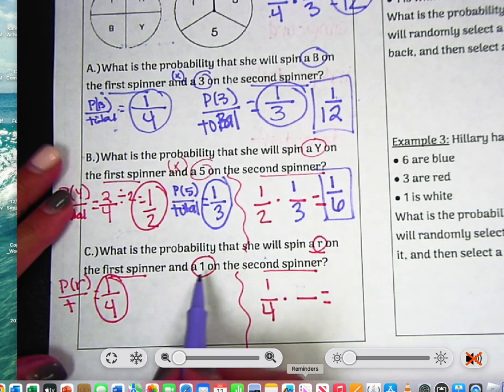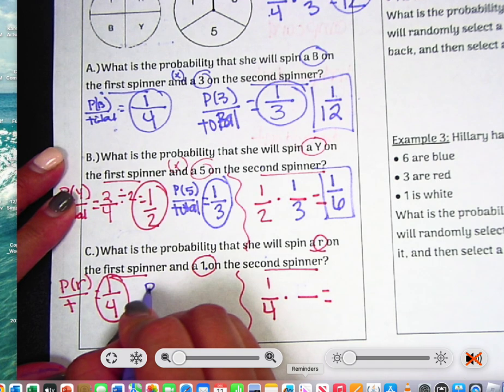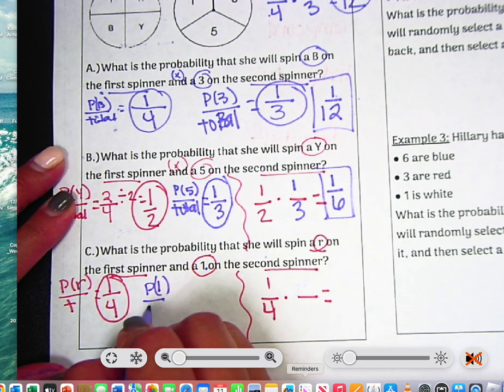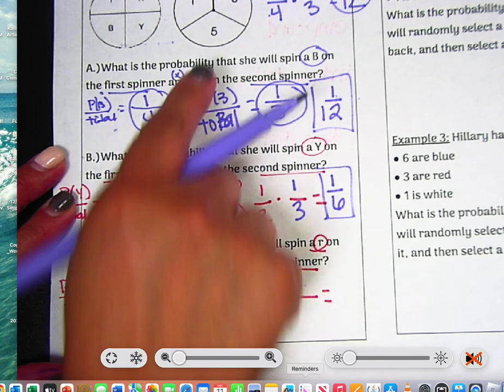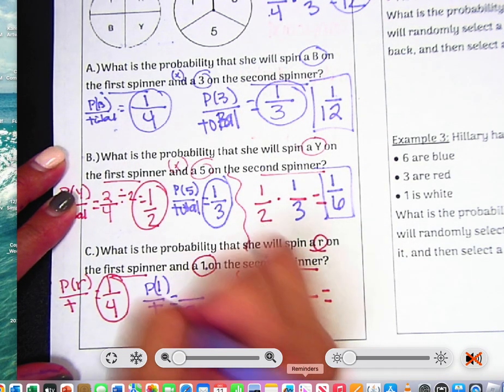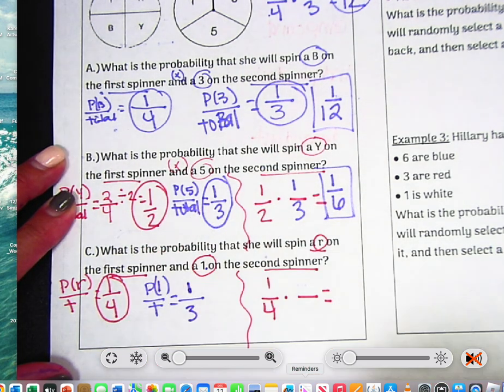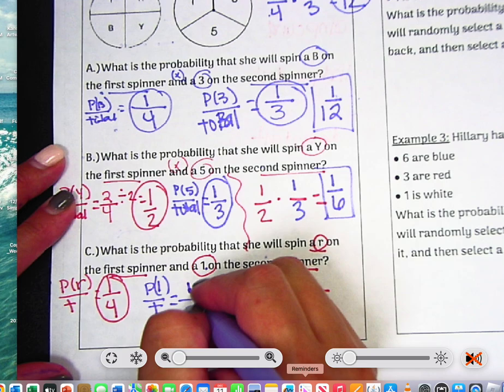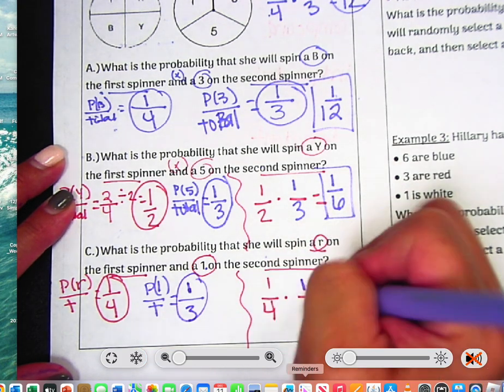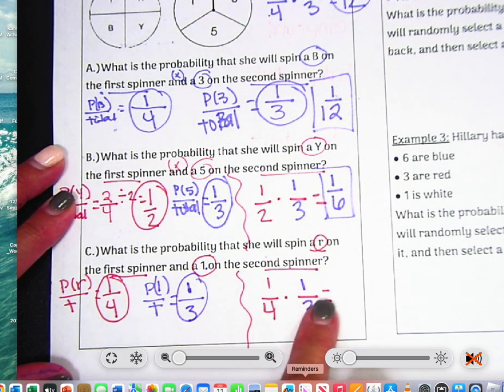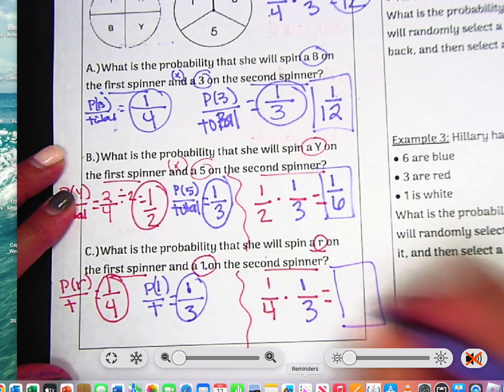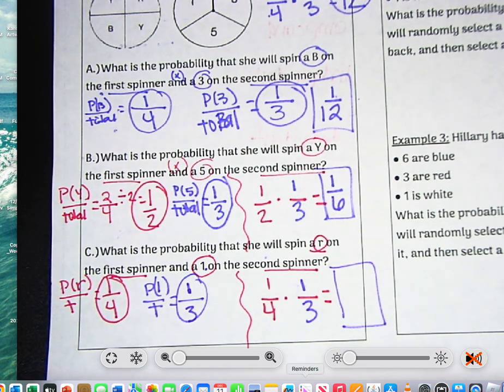My second event is landing on the 1. So probability of landing on a 1 out of your total. This spinner has a total of 3 options, and there's only 1 number 1 on this spinner. So that's my second event. So I have 2 events. All right, go ahead and solve and block your answer on your paper.